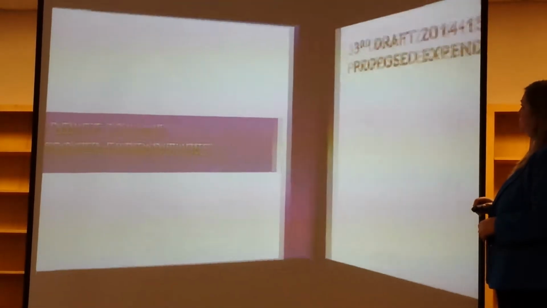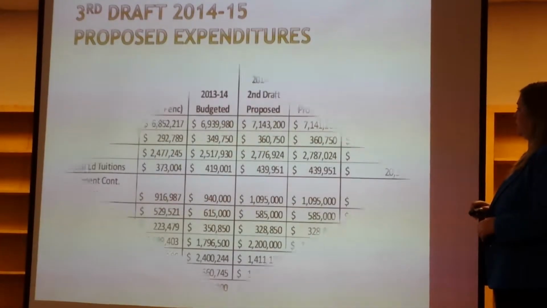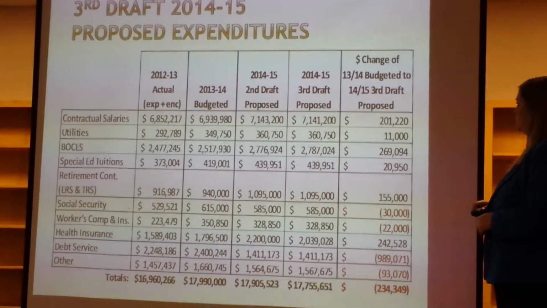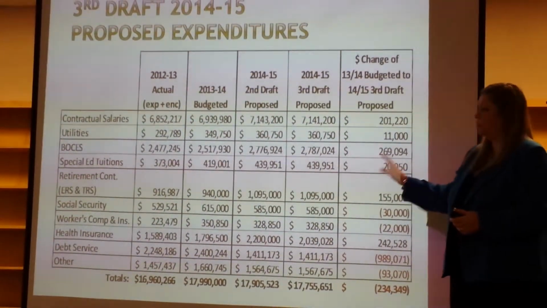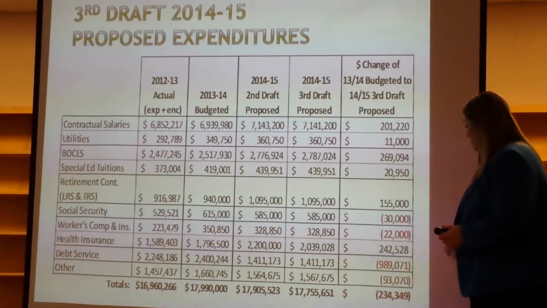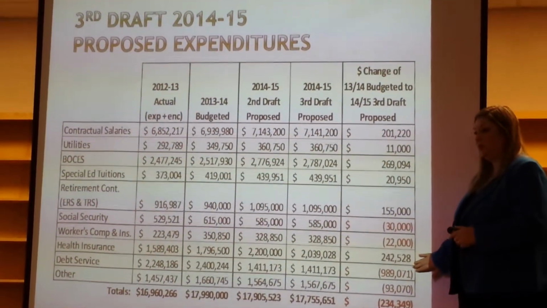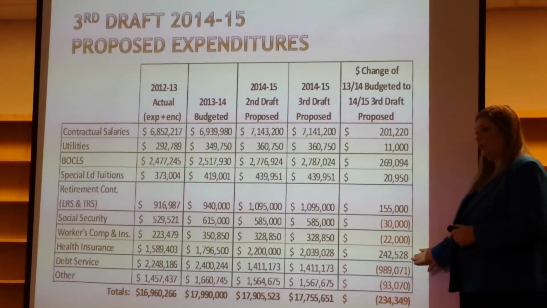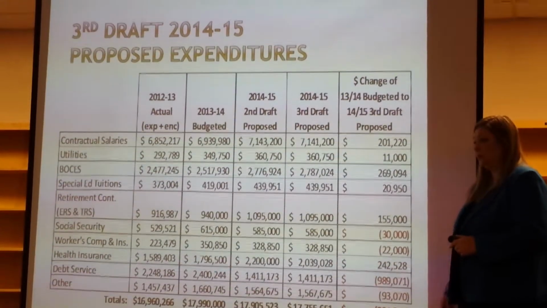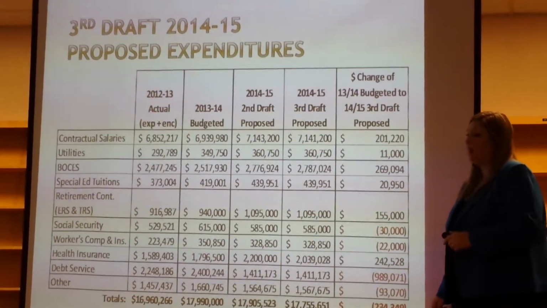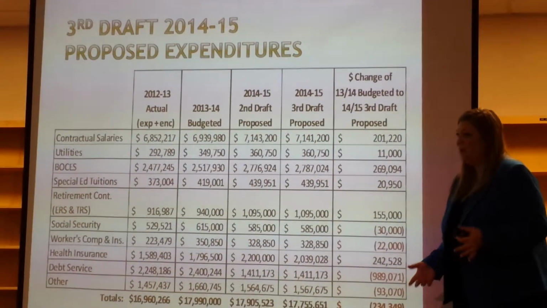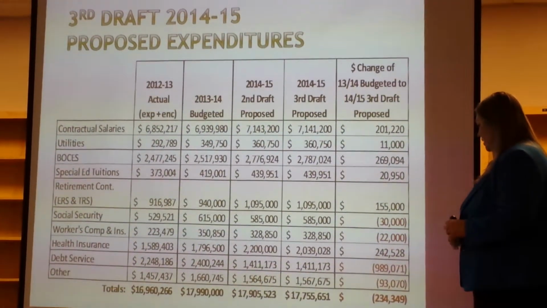Our expenditures. We do have some good news on our expenditures. Again, same format as what we've been looking at. The big change here is our health insurance. Up to this date, we've been going with a 20% increase. I spoke with Pete Lovering last night, and he said that we can expect 13.5. Still quite high, but better than what we were looking at.